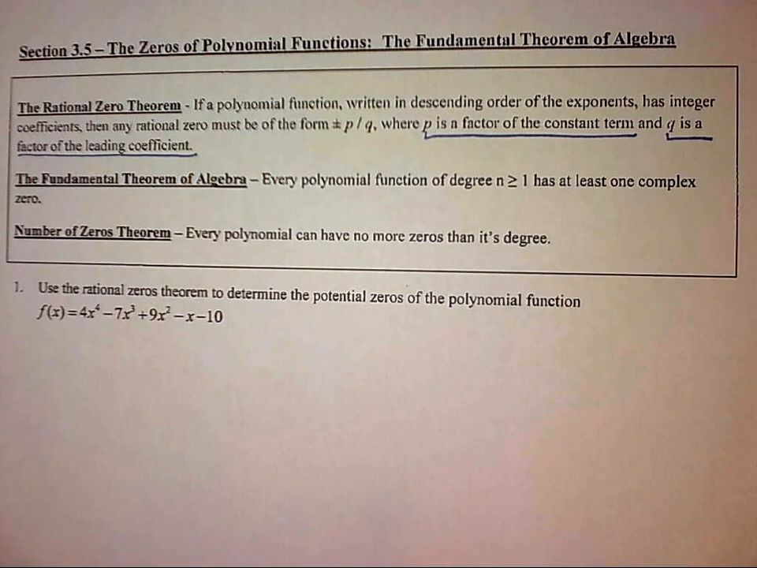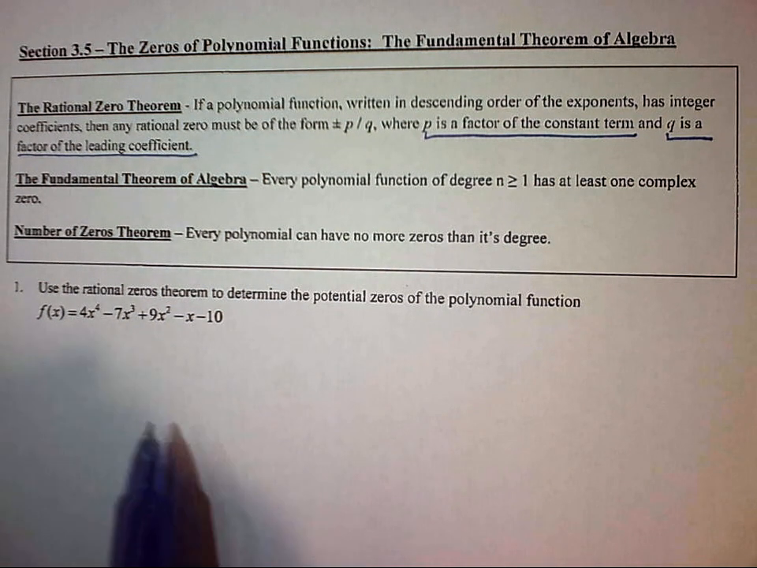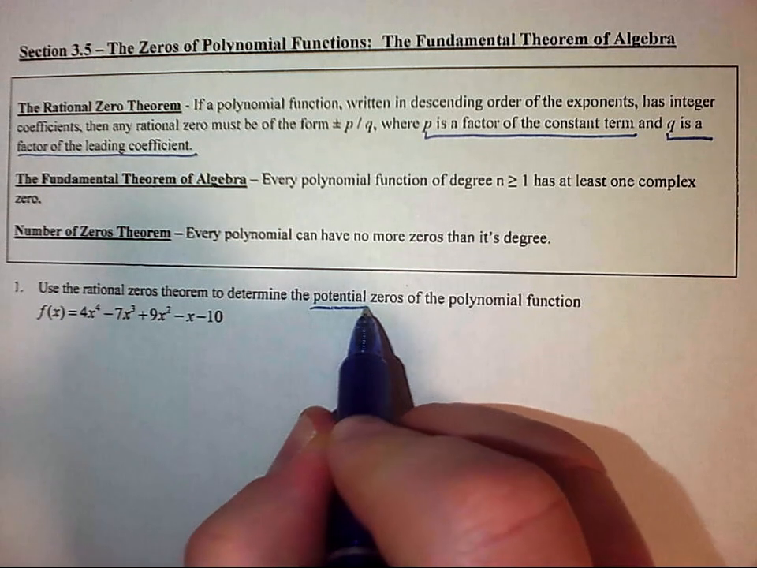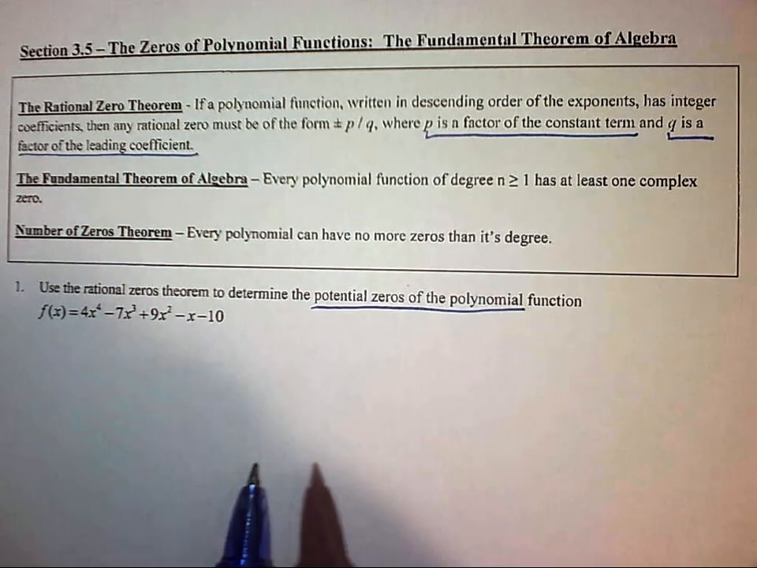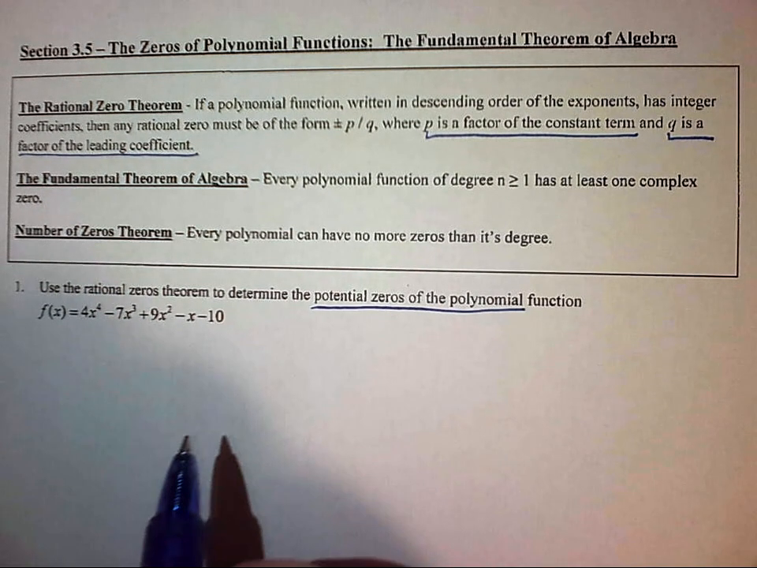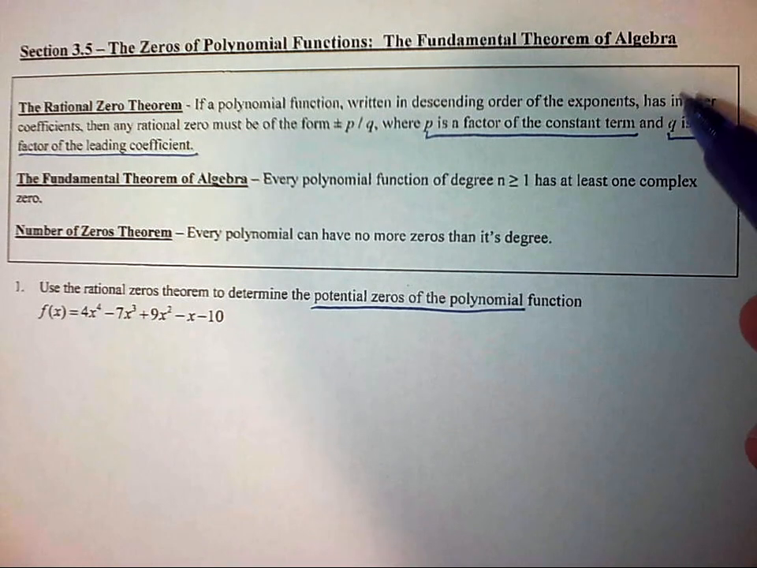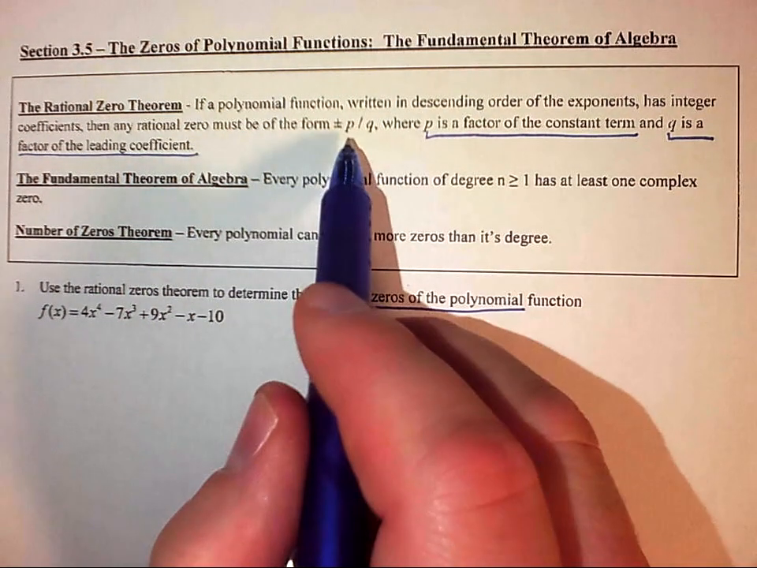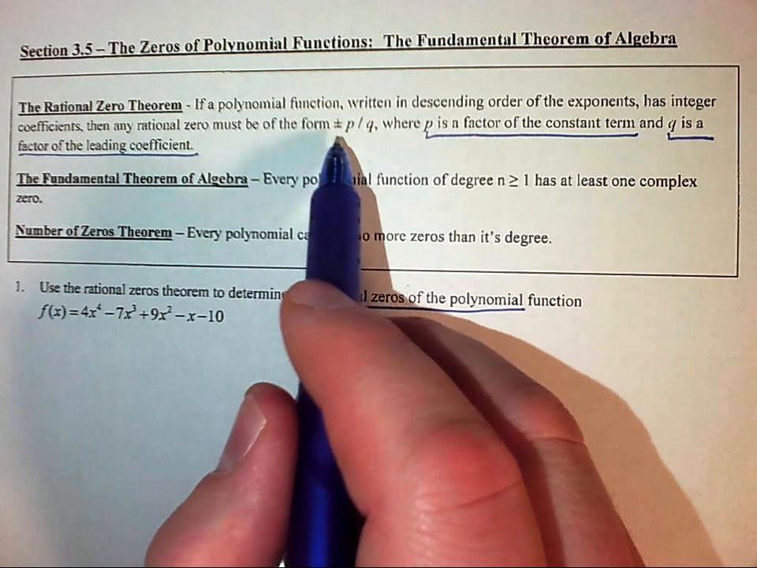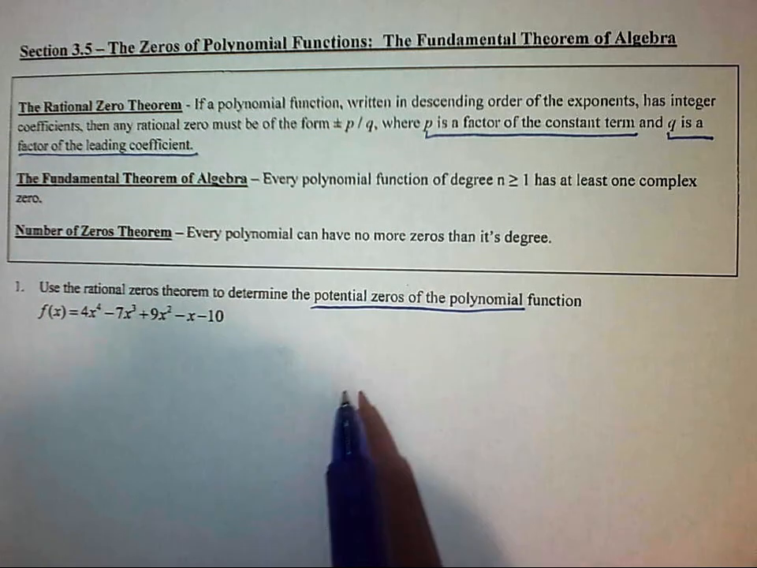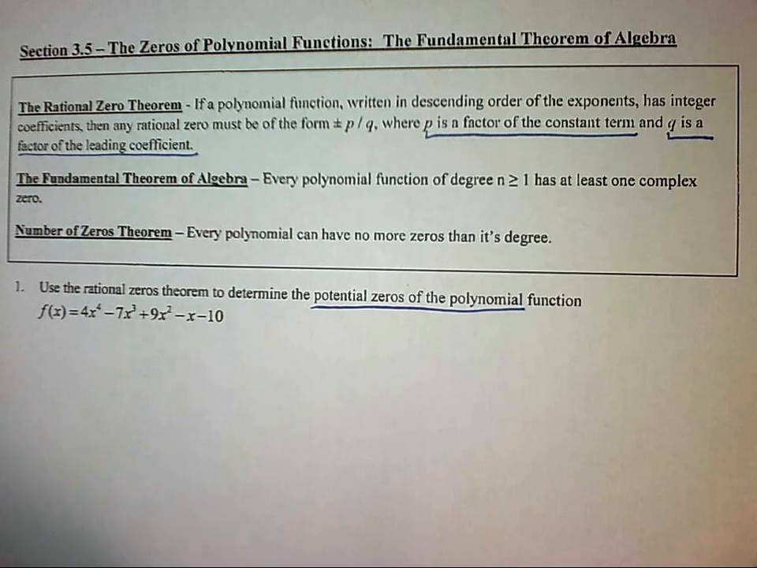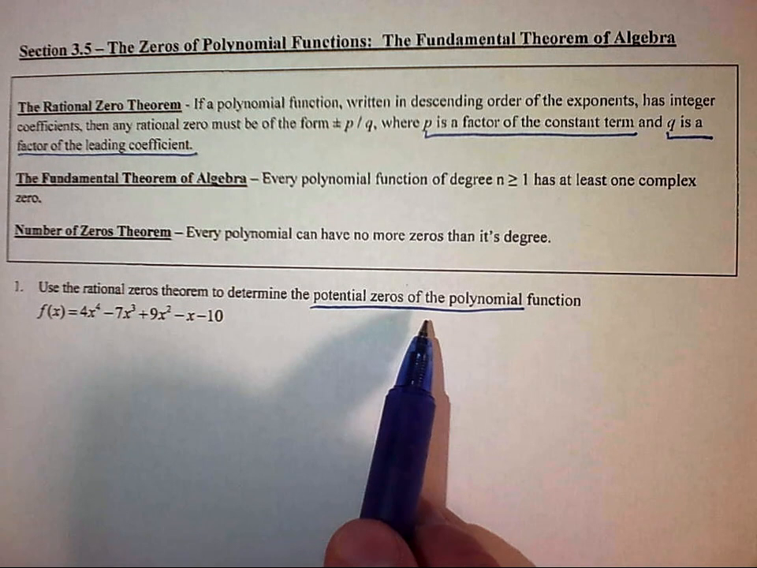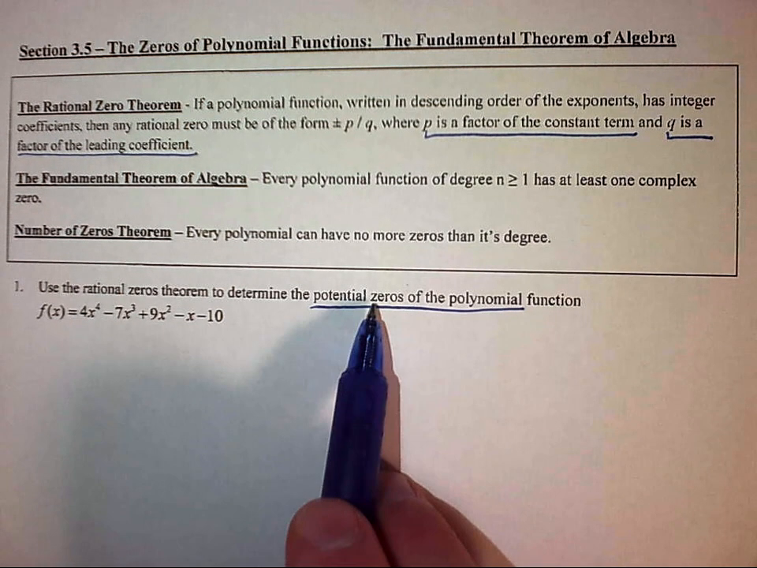But let's look at question number 1. It says, use the rational zeros theorem to determine the potential zeros of this polynomial. So what we're going to do here, and if we look back to the rational zeros theorem, it simply says that any rational zero must be of this form. So we're going to first find potential zeros. Now, we're about to find a whole lot of things. I'm not going to say that all of these are necessarily zeros.